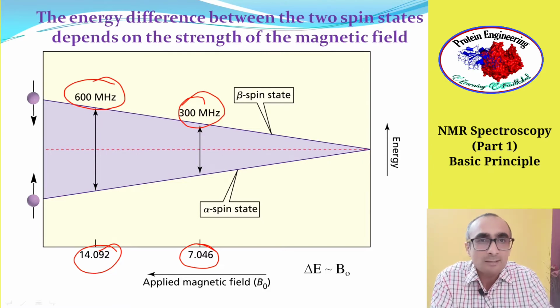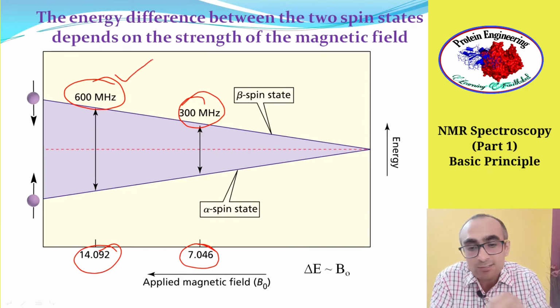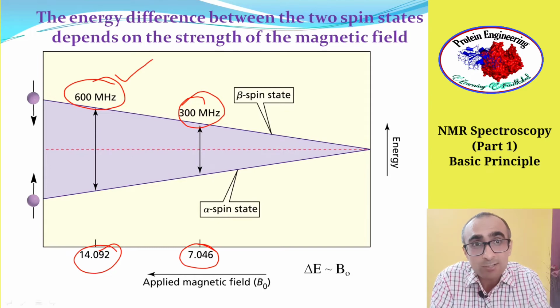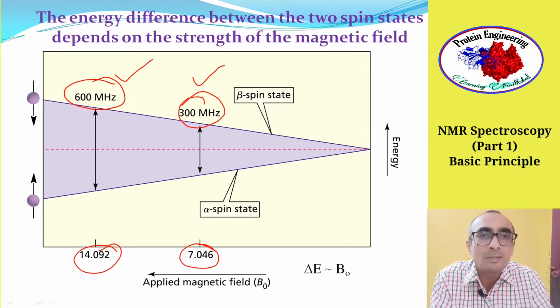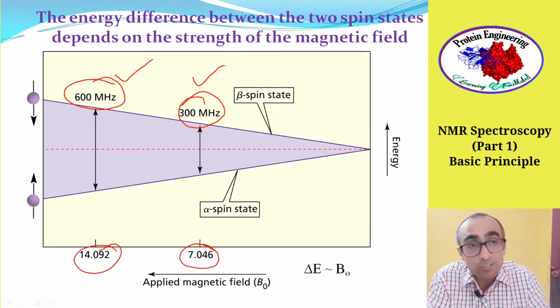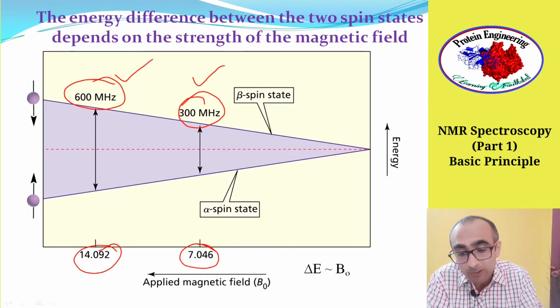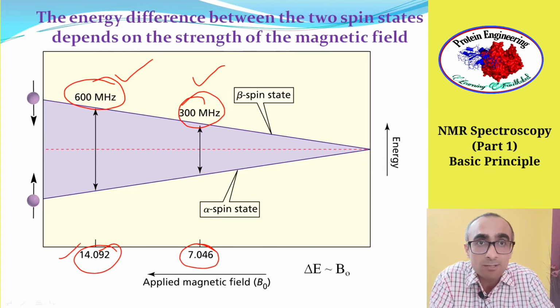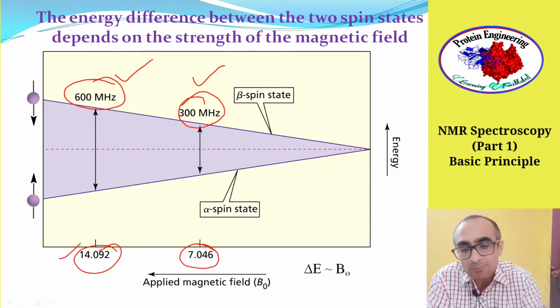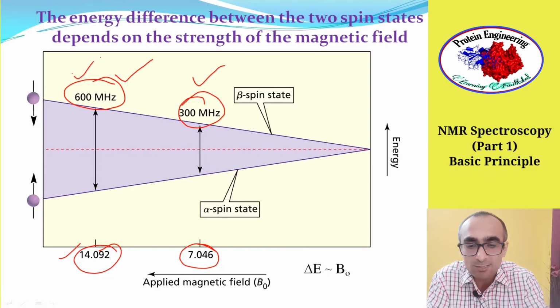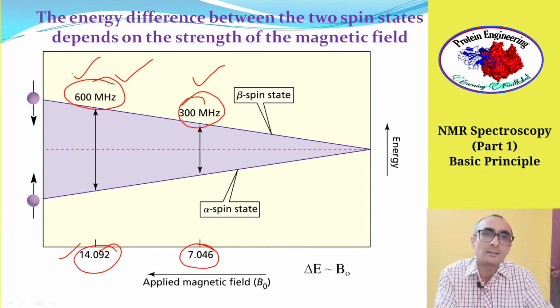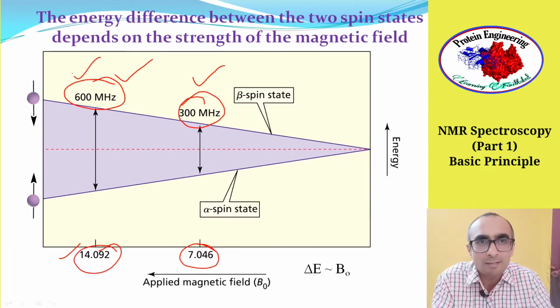So in fact, an NMR spectrometer is defined by this energy, this 600 megahertz or 300 megahertz. For example, if you have a 600 megahertz NMR machine, that simply means you have a magnet which produces around 14.1 Tesla magnetic field, and that gives a frequency difference of alpha and beta spin state of 600 megahertz. So the Larmor frequency defines the type or strength of an NMR spectrometer.